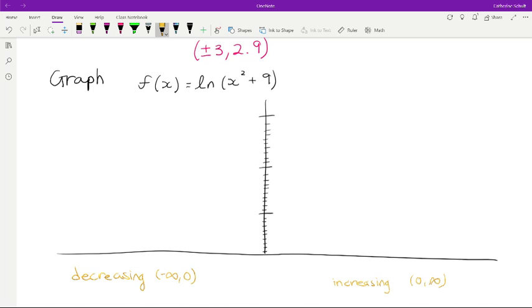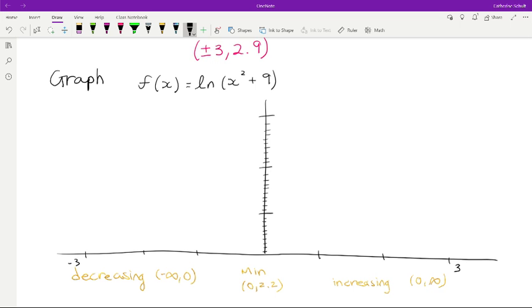Okay, what else do we know? We know that the local min happens at 0, 2.2. That's what we got from part 2. And then part 3, we have some inflection points. Let's do 1, 2, 3, 1, 2, 3. At 3 and -3. Those are our inflection points, where the concavity changes.